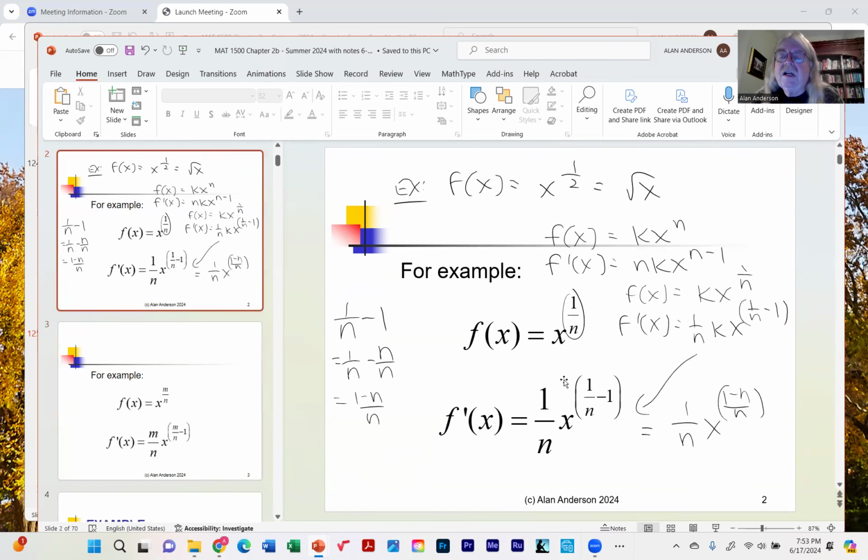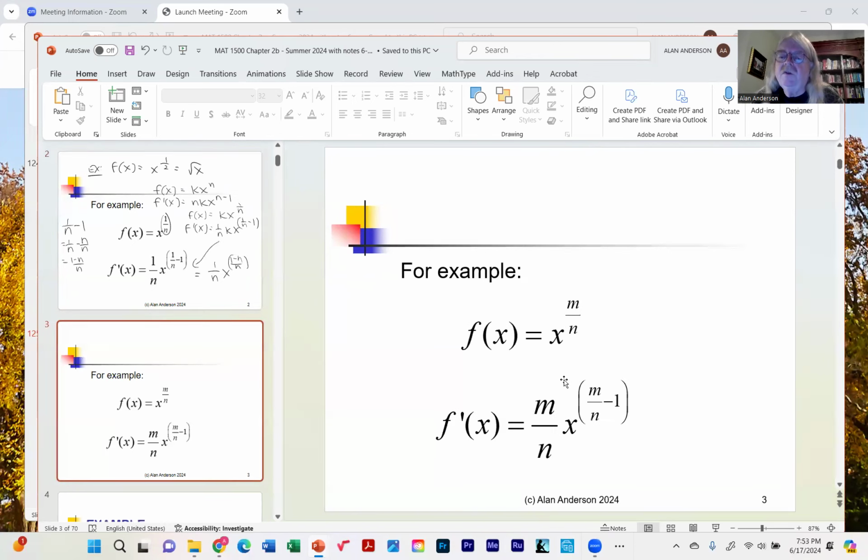Now, if we started out not with 1 over n, but m over n, based on the same reasoning, this is our final result: m over n times x to the m over n minus 1. But you don't have to treat this as a separate rule. I mean, it's the same exact setup. It's just that now you're dealing with fractions instead of integers.